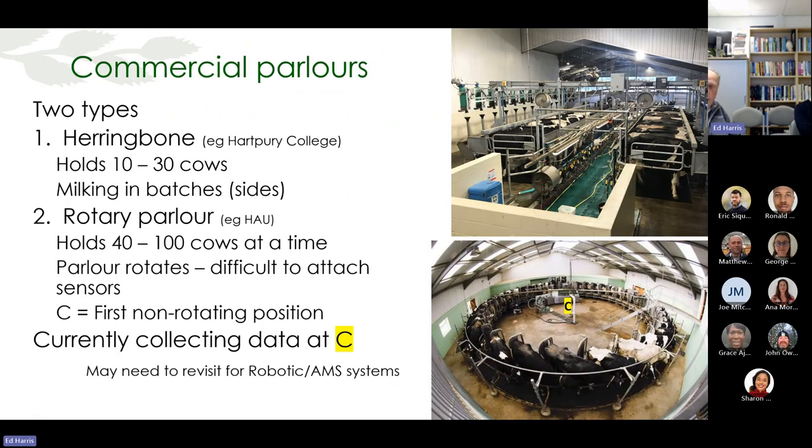And here are a couple of farms just to show that the previous slide is very simplified. This is at Harper, which is a herringbone parlour. They often look like, you know, when you've just eaten the herring, that pattern. We've got, I think, 10 or 12 cows either side there. The problem is it tends to milk in batches. So they'll milk this side, and while that side's been milking, they'll get this side ready, and then vice versa.